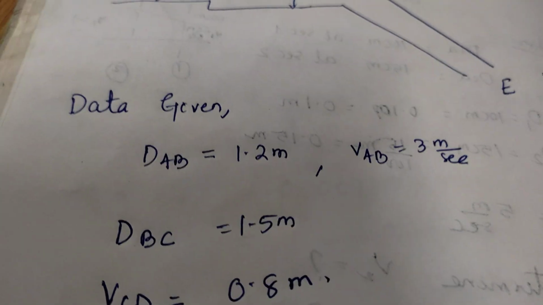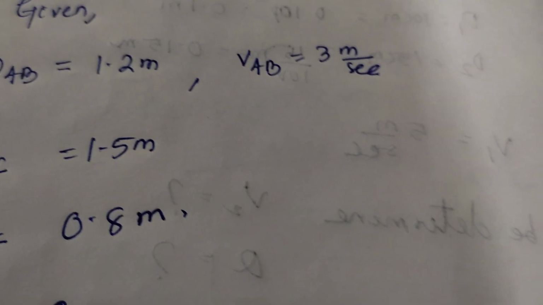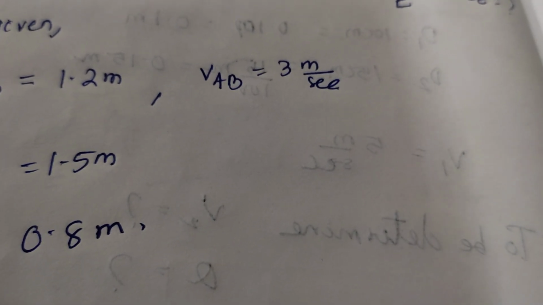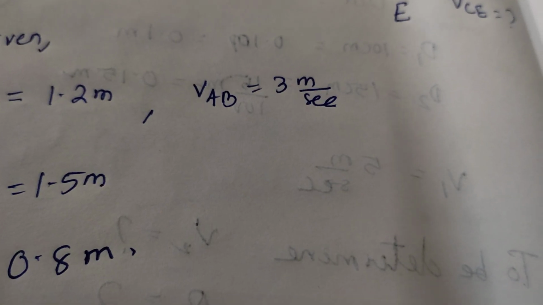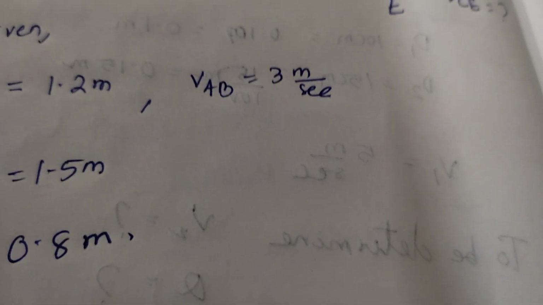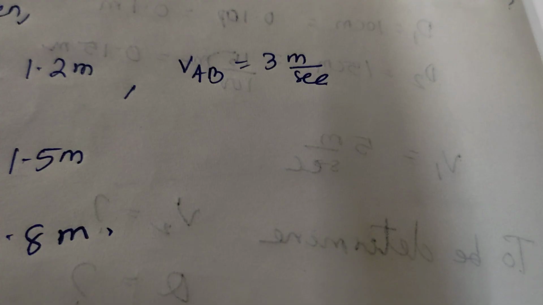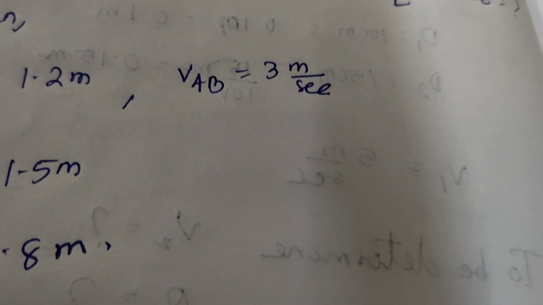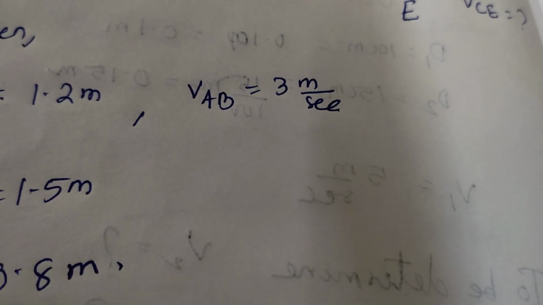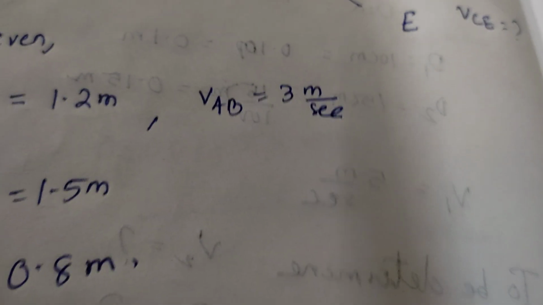So here we determine the discharge of AB. Then the velocity of BC. Then velocity of CD. Then diameter of CE.